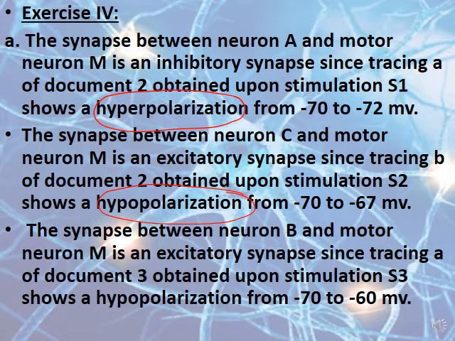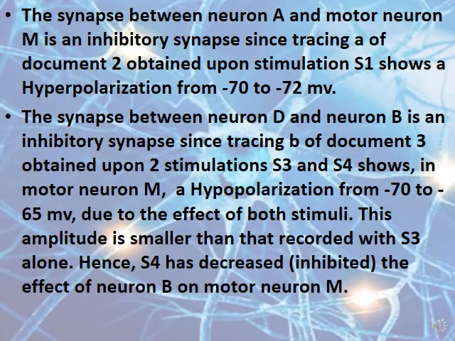Why? Since here we have an excitatory depolarization from minus 70 to minus 60 millivolt. The synapse between neuron A and motor neuron M is an inhibitory synapse. This is the tracing of document 2 obtained, which shows a hyperpolarization from minus 70 to minus 72 millivolt.